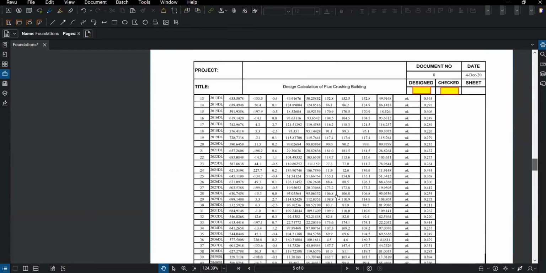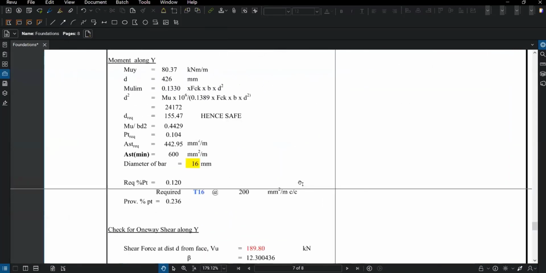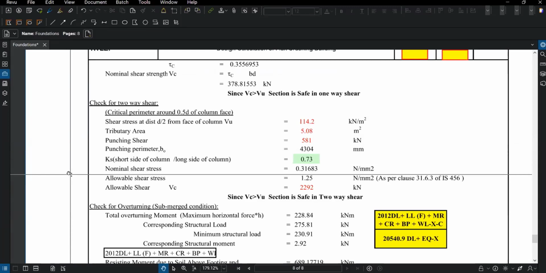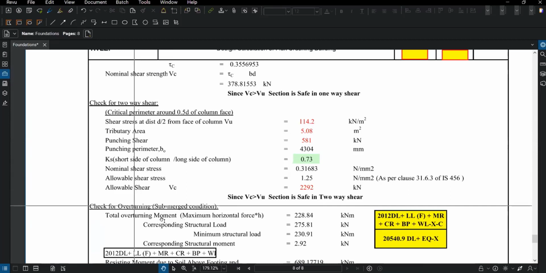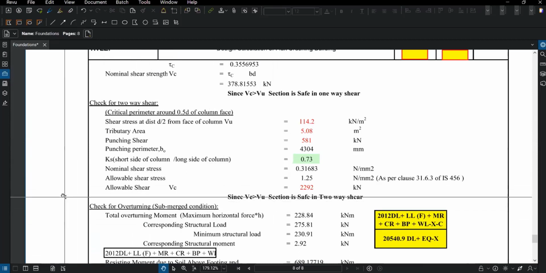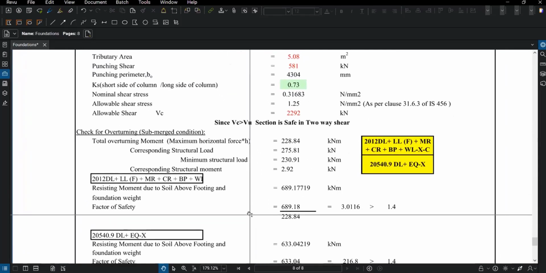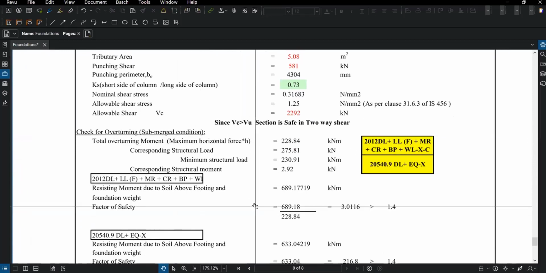One needs to go through the two-way shear considerations. Similar concept, and the only change is that instead of D distance, the code suggests that it needs to be considered at D by 2 from the face of the column, and a punching perimeter has to be arrived from this d/2 area, and accordingly allowable shear and actual shear stress needs to be cross-checked. And the final checks for an isolated foundation: the check for overturning and check for sliding.